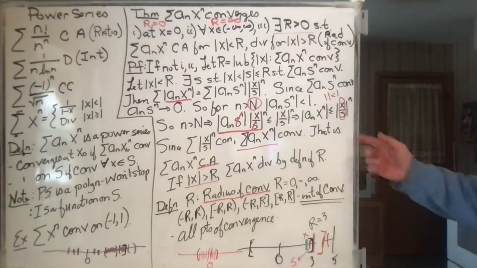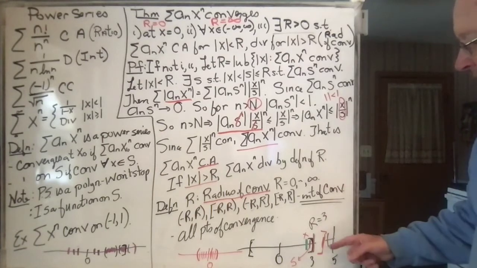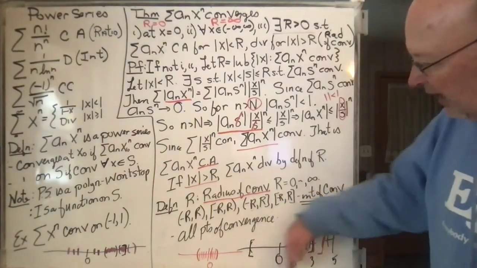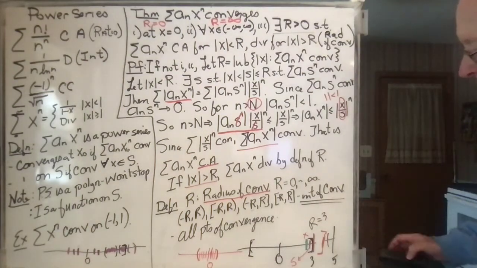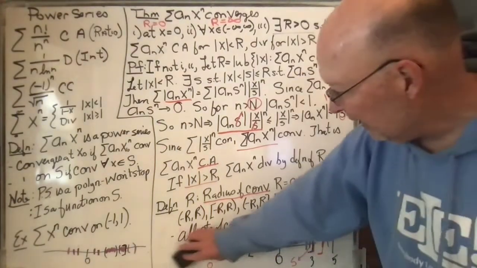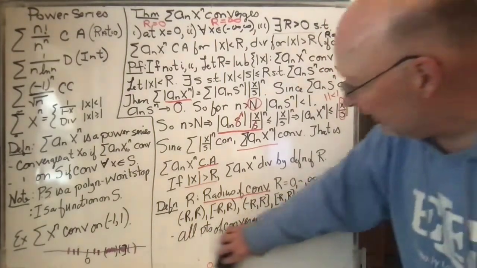Now, notice that we have not talked about the endpoints, okay? We know everything inside converges absolutely. We know everything outside diverges. But what about the endpoints? And the answer is anything can happen at the endpoints.